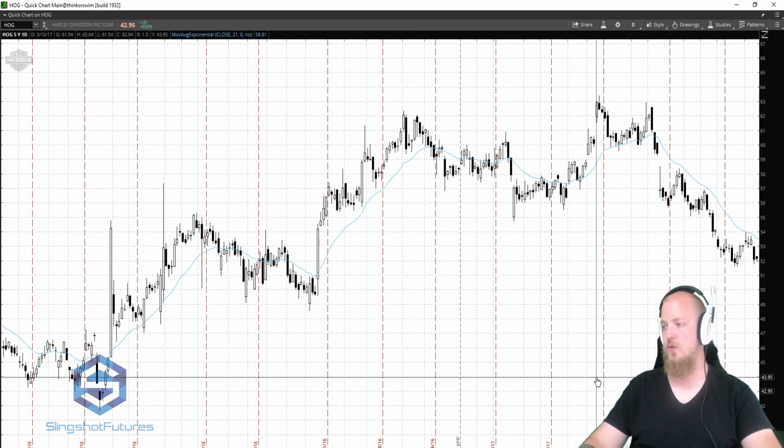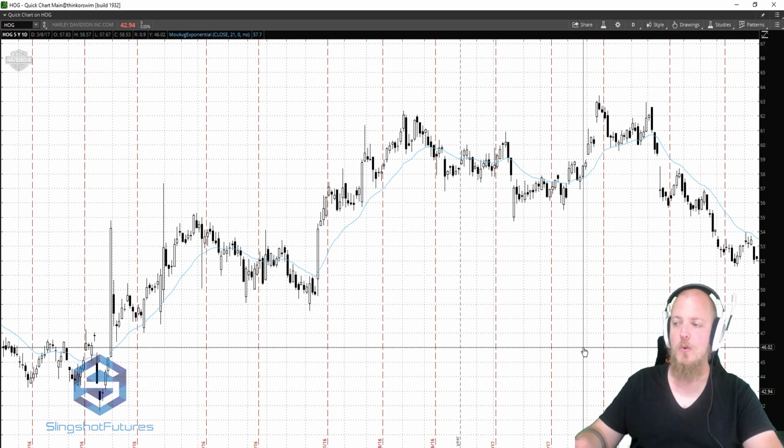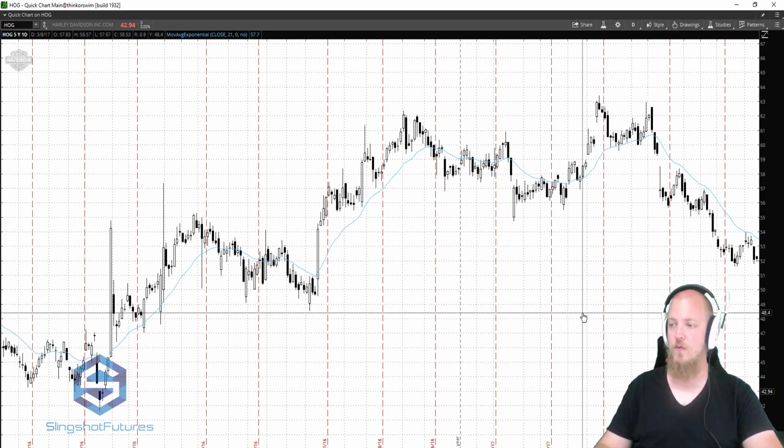Lots of different ways, as always, with many other patterns to trade, and generally taking the most conservative approach usually will yield the highest probability, or at least the highest accuracy on the trade. But that's going to do it for this one.